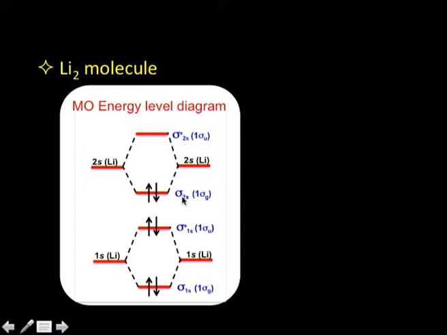And now, when you talk about the filling of electrons, we can talk in 2 ways. The total number of electrons in lithium is 3, so for the 2 atoms put together, the total number of electrons is 6.